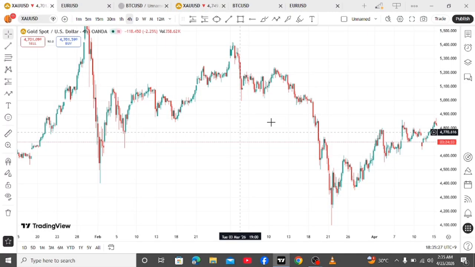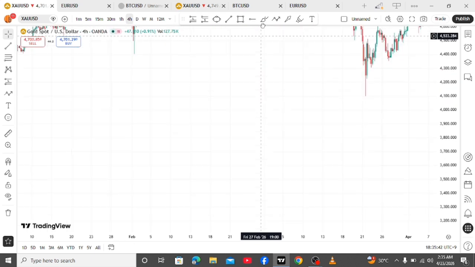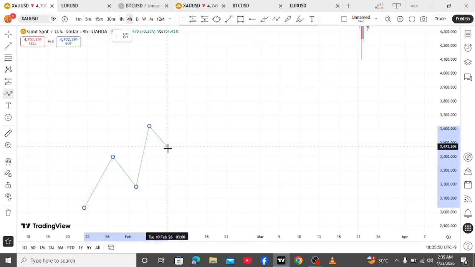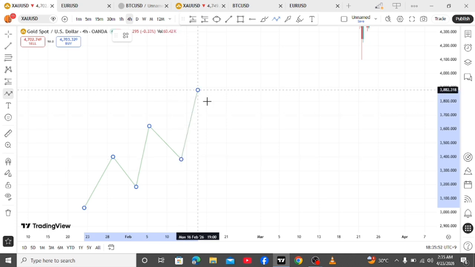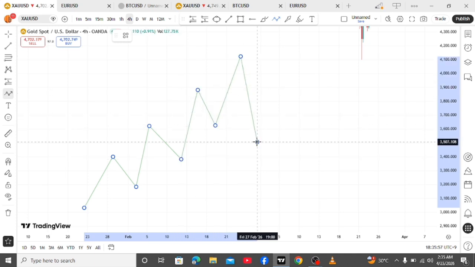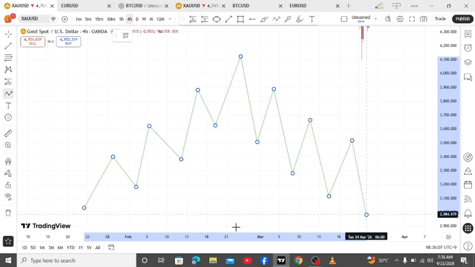So if you remember from my first video where I explained how the market makes higher highs and higher lows in an uptrend and then lower highs and lower lows in a downtrend, you should already know this by now. So I'm just going to make a quick recap. This is your higher high, higher low, higher high, higher low, higher high, higher low, higher high, then a market shift, then lower high, lower low, lower high, lower low, lower high, lower low, and so on.